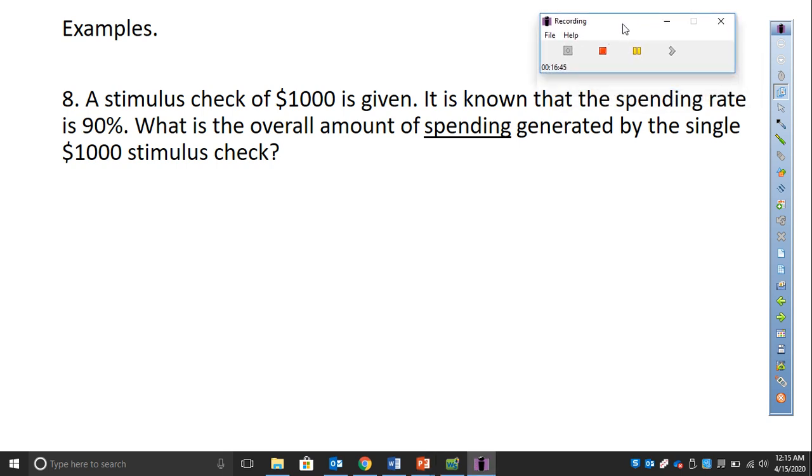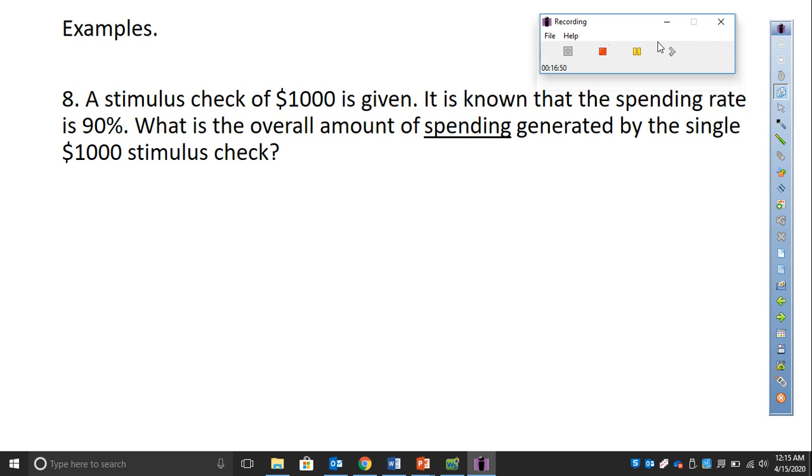So one last one. You guys might have heard about the stimulus checks that are coming, that are being sent to people across the country. I don't think they're being sent to high schoolers. Sorry about that. But these numbers are a little off, but it gets the point across. It says the stimulus check of $1,000 is given. It is known that the spending rate is 90%. What is the overall amount of spending generated by the single $1,000 stimulus check? So that's the goal of the stimulus checks that are being sent out.